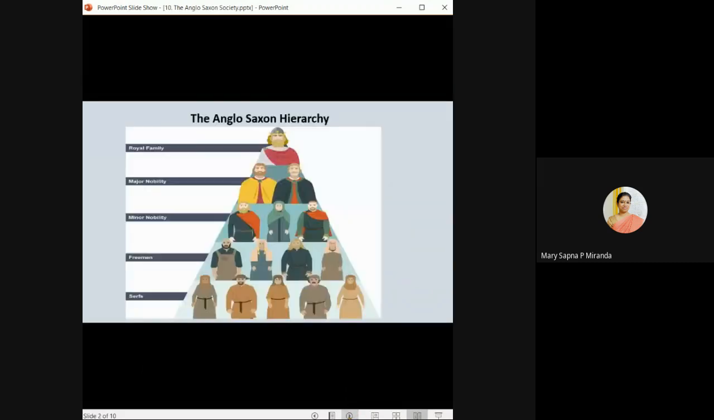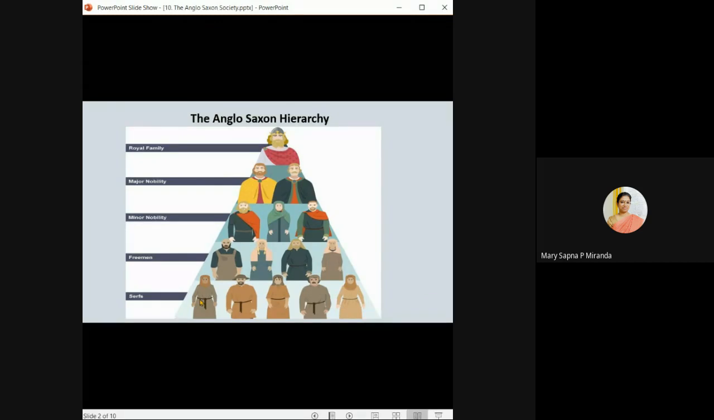So this is the Anglo-Saxon hierarchy. You can see here, the hierarchy is a triangular kind of structure, wherein right on top you have the royal family helmed by the king. The king is the first citizen or the prime citizen. Then you have the major nobility, followed by the minor nobility. Then you have the freemen, and then you have the serfs or the bonded laborers, as in the slaves.